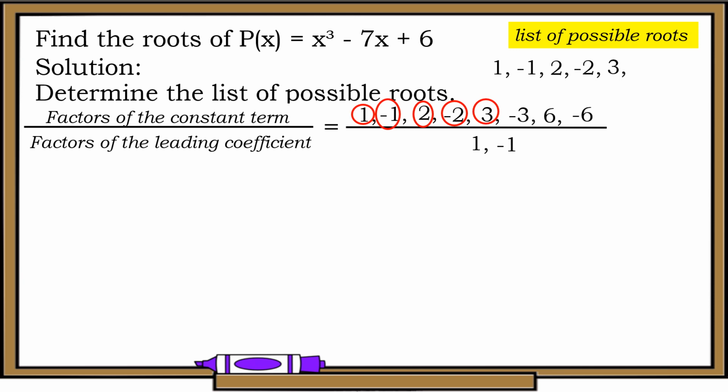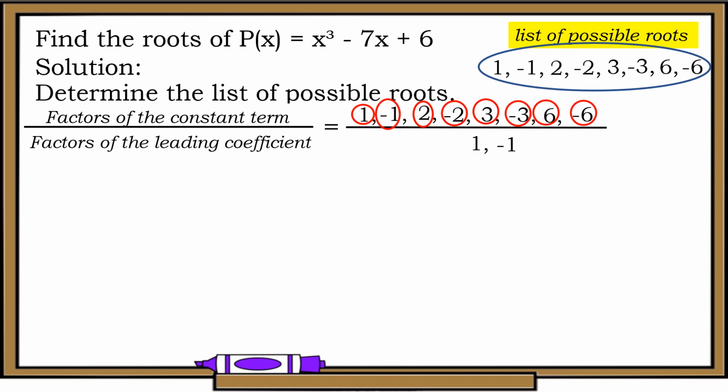So, dito tayo sa 3. 3 divided by 1, 3. 3 divided by negative 1 is negative 3. So, yung negative 3, andyan na rin yung sagot. So, dun tayo sa 6. 6 divided by 1 is 6. 6 divided by negative 1 is negative 6. Ganon din, pag dinivide mo yung negative 6 sa 1 at negative 1. So, the list of possible roots, yan: 1, negative 1, 2, negative 2, 3, negative 3, 6, and negative 6.